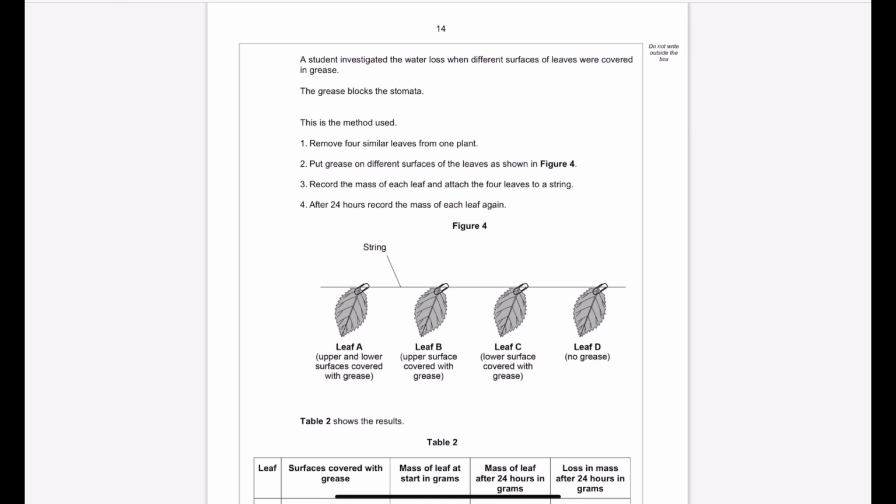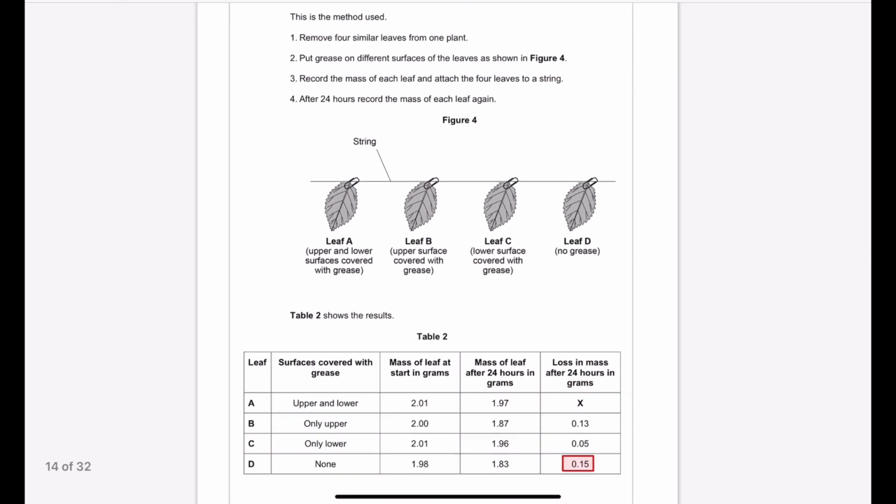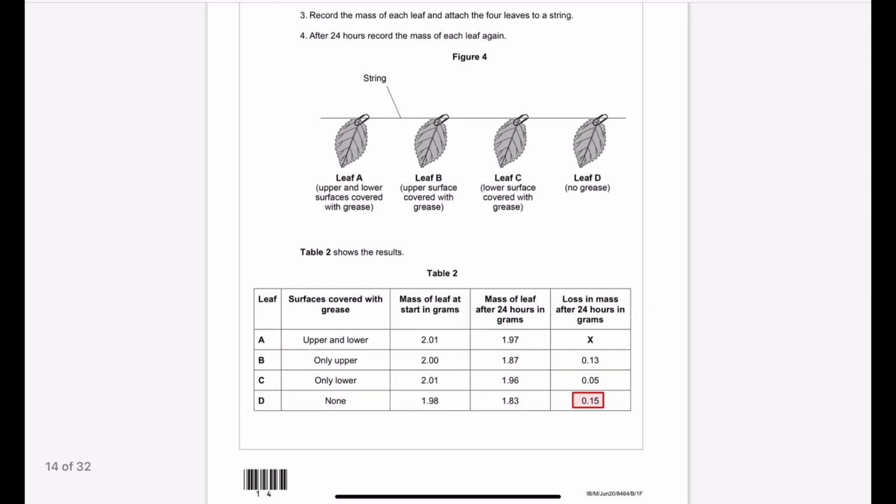Number 1, remove 4 similar leaves from one plant. Number 2, put grease on different surfaces of the leaves as shown in figure number 4. Number 3, record the mass of each leaf and attach the 4 leaves to a string. Number 4, after 24 hours, record the mass of each leaf again. Extra information is given in table number 2.